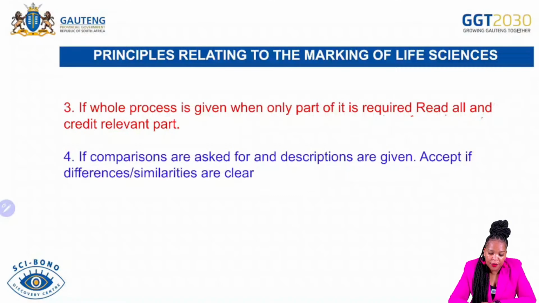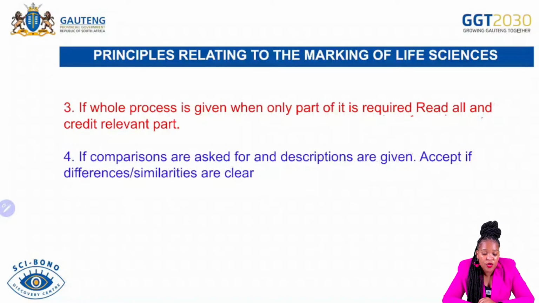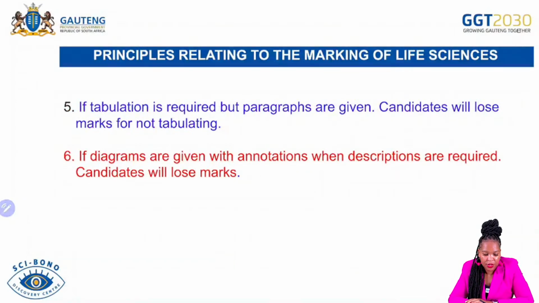Now, number 4: if comparisons are asked for and descriptions are given, we are only going to accept them if the differences or the similarities are clear. So you cannot be asked to compare the dentition of the African apes and the humans, and then you tell us they are found in the mouth. Now you are describing it. We can only give a mark if that description is clear. But sometimes you give descriptions that are not clear, that may not even award you a mark. Please make sure that you know how to write your differences.